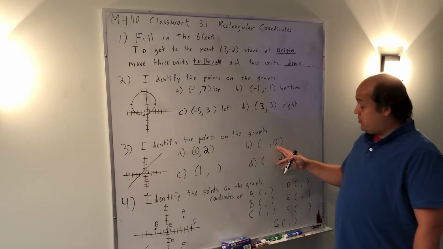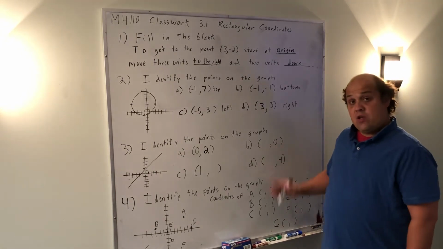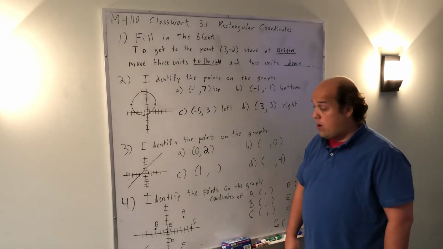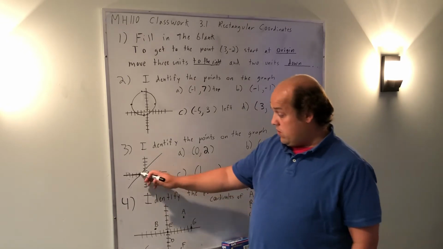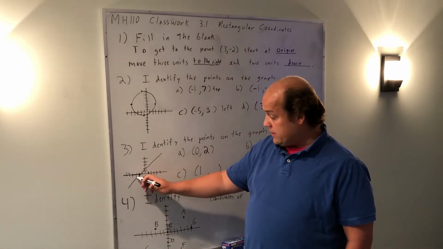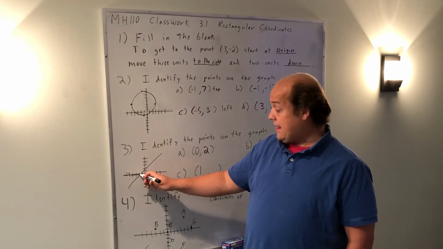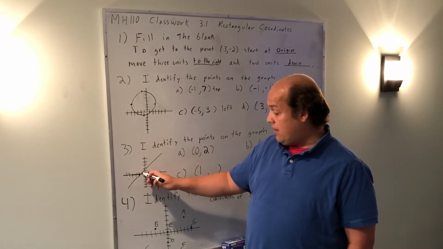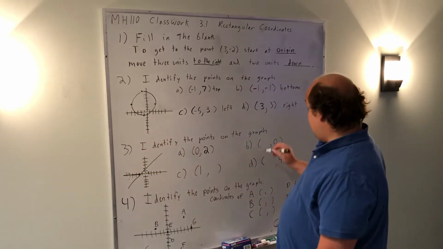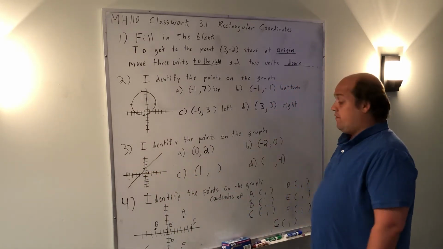The second point tells me the y-coordinate is going to be 0. So I need to look on the line, where does the y-coordinate equal 0? Here's the point where it crosses the x-axis, or where the y-coordinate equals 0. To get to that point from the origin, I'd have to move to the left 1, 2. That means the x-coordinate should be -2.